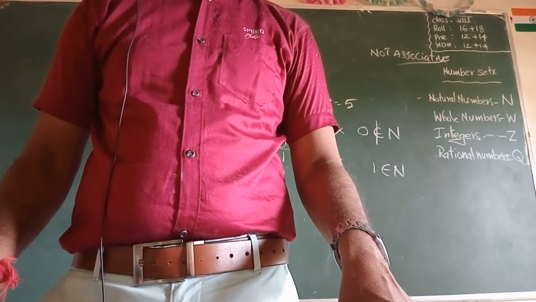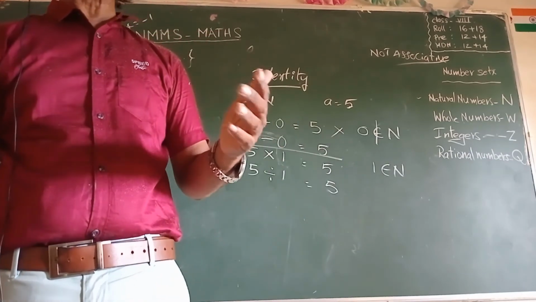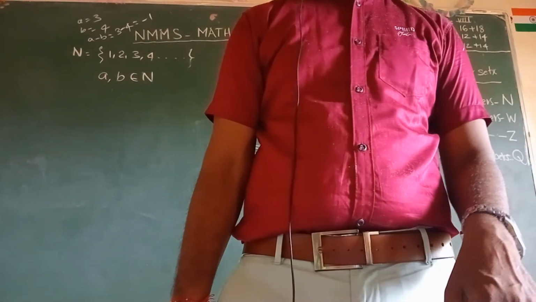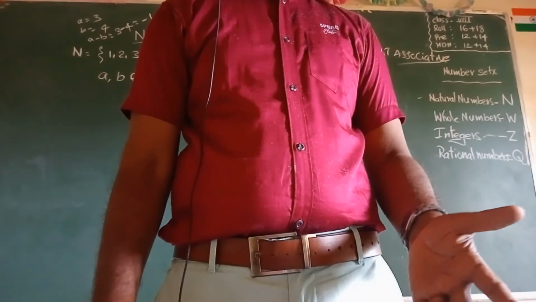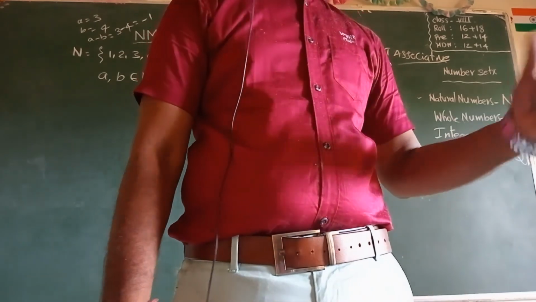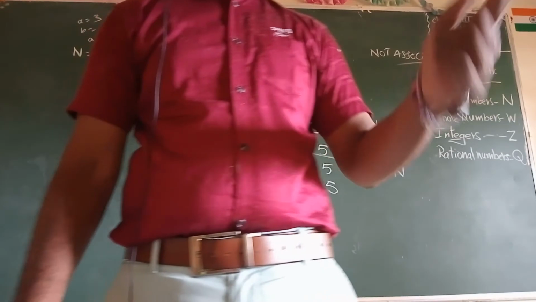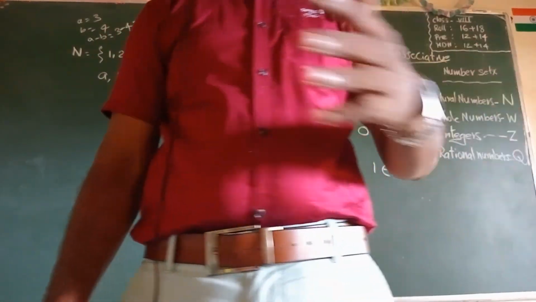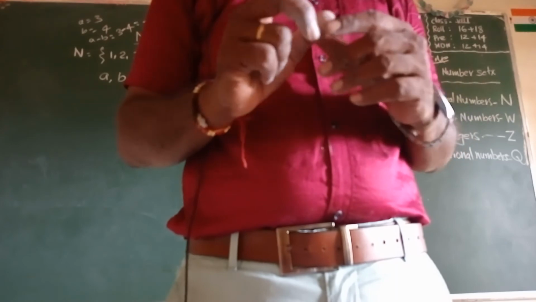Multiplicative identity. If you multiply any number with 1, we get the same number. That's why in tables 5 ones are 5, 7 ones are 7, 1 crore ones are 1 crore. Also 5 divided by 1 is 5, 1000 divided by 1 is 1000, and we are getting the same answers. That is called identity. Identity means same. Okay, understand?